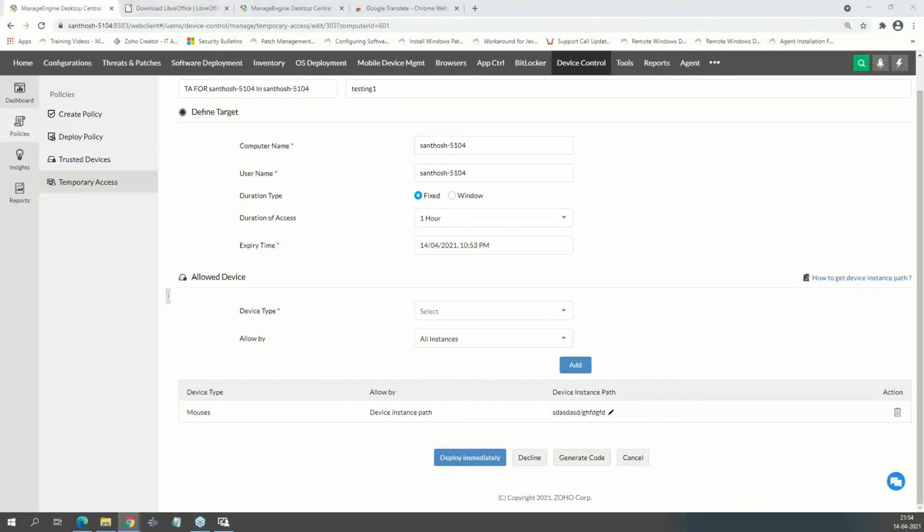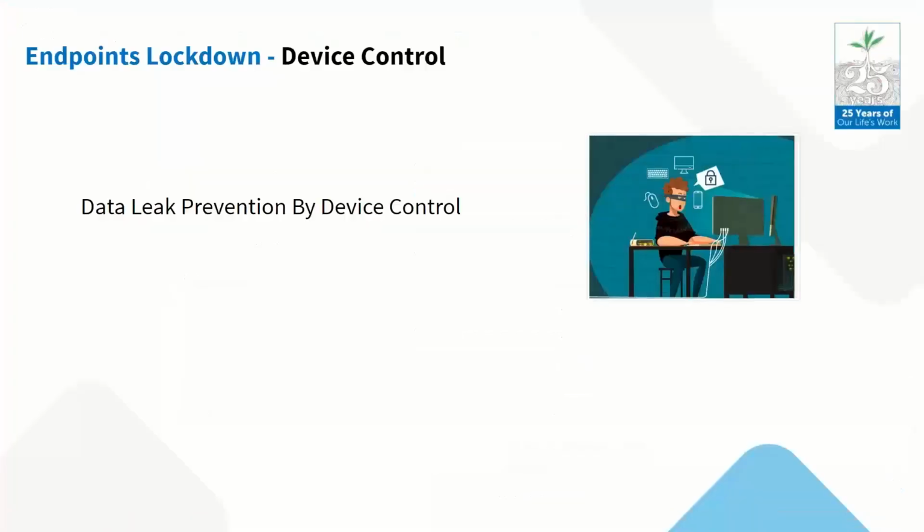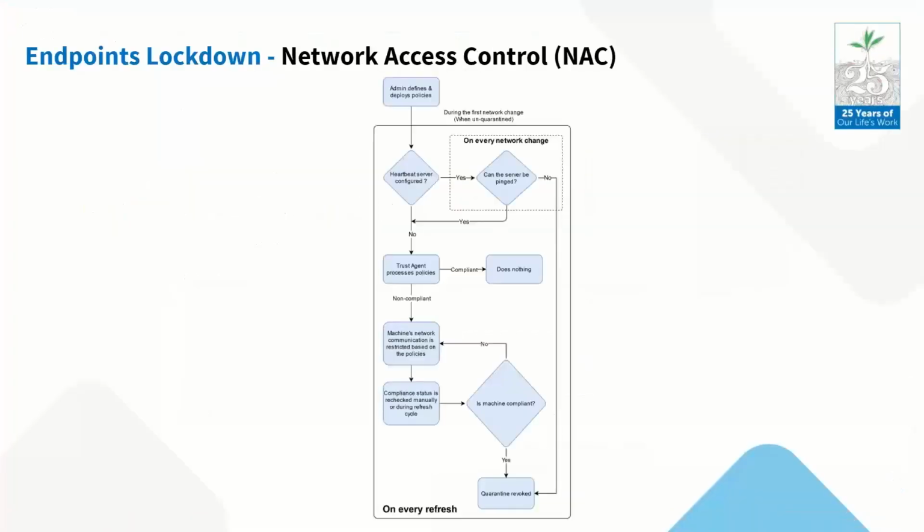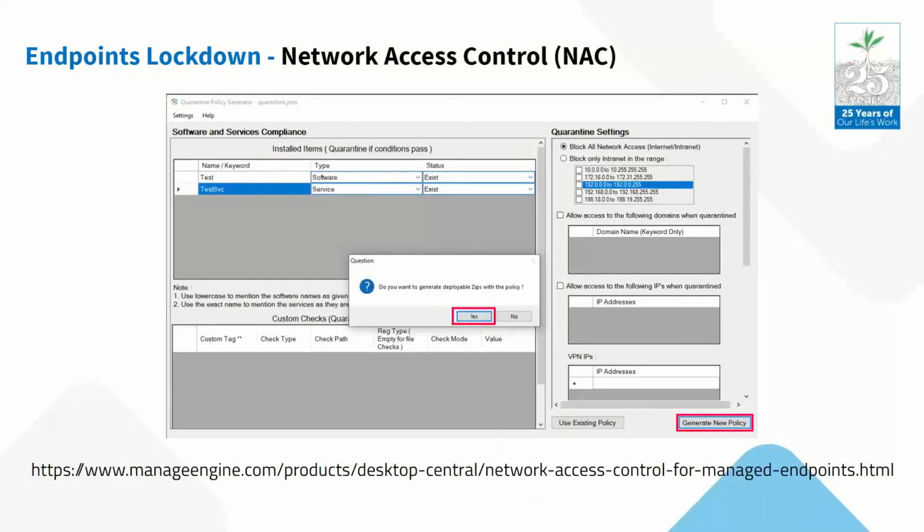Coming back to the endpoints lockdown, one other thing that's not part of the Desktop Central Unified Endpoint Management security add-on is network access control. However, we have given a small tool that could fill the gap of network access control for John, where he can define policies like this should be the version of a specific software. This is the policy generator. He can say this service should be running, or this version of the software should be running, or these are the applications that should be there.